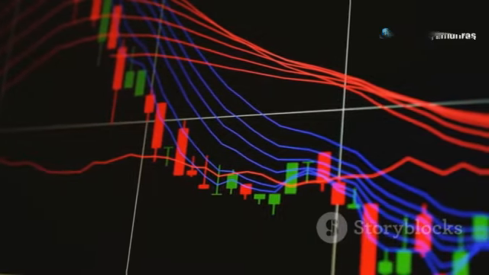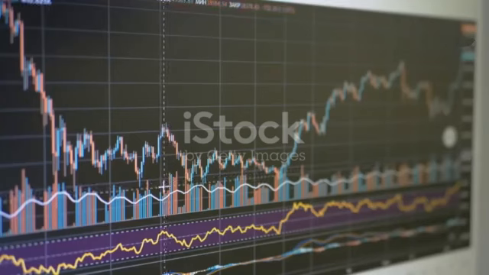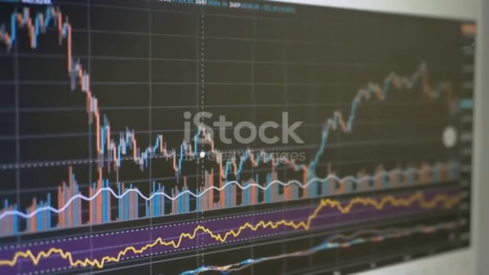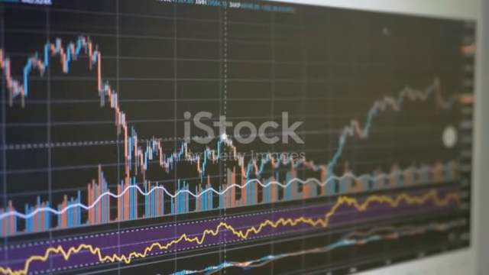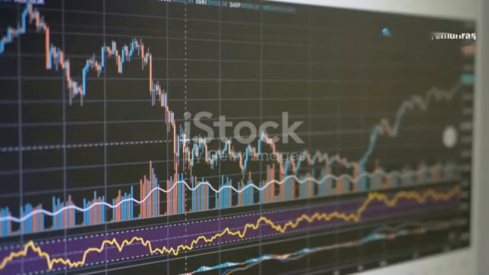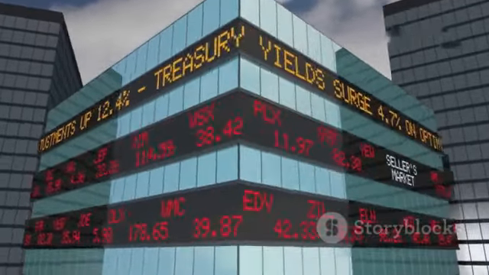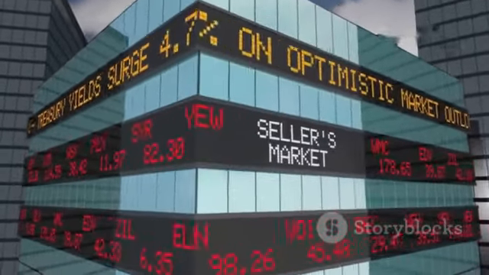It's a bullish reversal pattern that typically appears at the bottom of a downtrend. The pattern consists of a long red candlestick followed by a small-bodied candlestick, either red or green, and then a long green candlestick that closes above the midpoint of the first candlestick. It signals that the selling pressure is weakening and buyers are starting to take control.